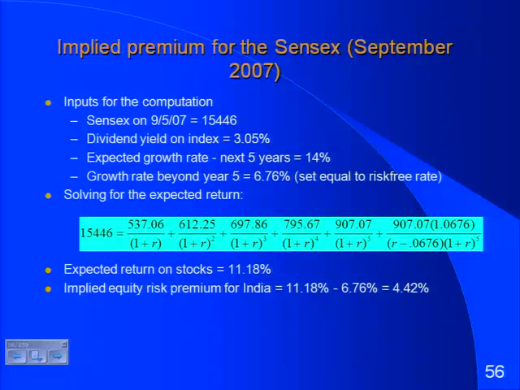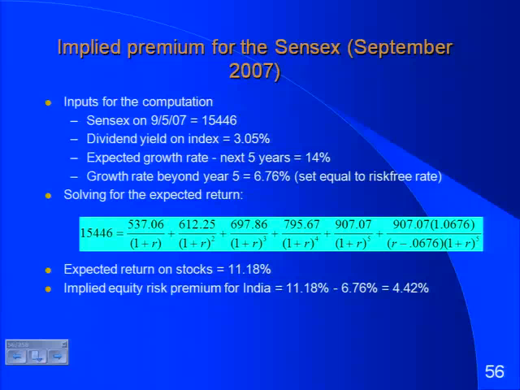I solved for the expected return on stocks. In September of 2007, based on where the Sensex was then, the expected return on Indian stocks is about 11.18%. You subtract out the risk-free rate, and the equity risk premium in September of 2007 in India was 4.42%. That number scared me. You know why it scared me? The implied equity risk premium in the US in September of 2007 was about 4.25%. The implied equity risk premium in Germany was about 4.4%. And here, investors were demanding the same risk premium in India as they were in a developed market.